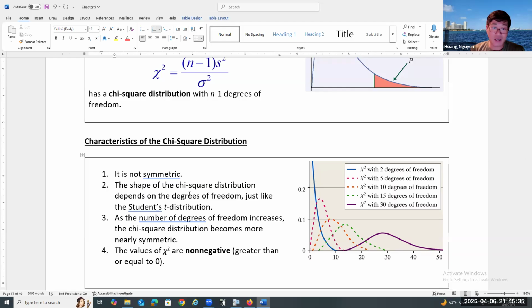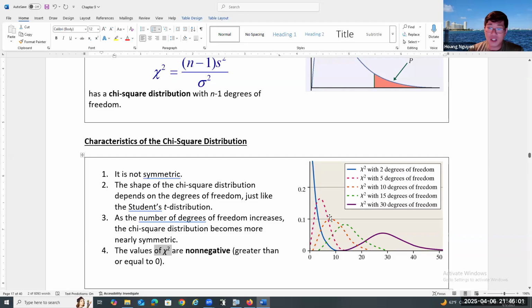The values of chi-square are non-negative. Just using the definition from algebra, whenever you take any number and raise it to the power 2, or square it, the answer will be non-negative. So the value of the chi-square distribution is non-negative, which is greater than or equal to 0.